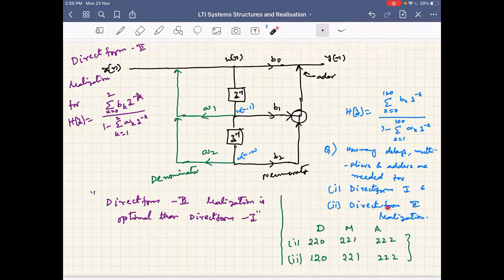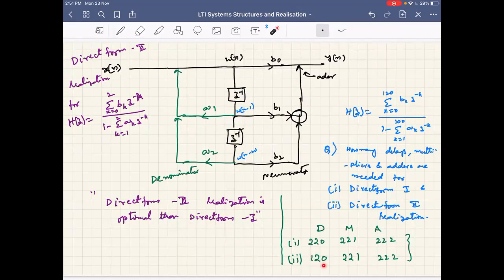Whereas for direct form 2, the main saving is in terms of the number of delays. Okay, so the highest number of delays among M and N is what is needed. So it is enough to have 120 delays, and those 100 will be shared for the denominator as well. Okay, for the numerator you will have 122 and the denominator 120. Okay, so put together 100.